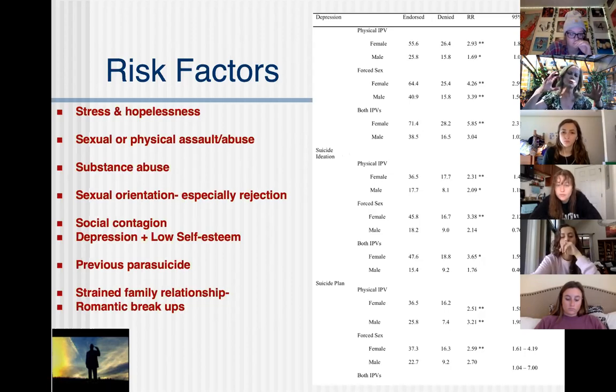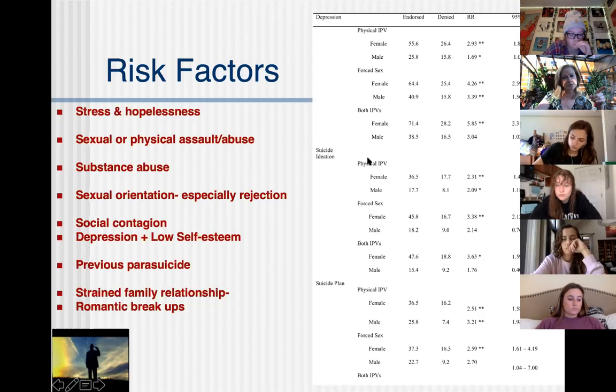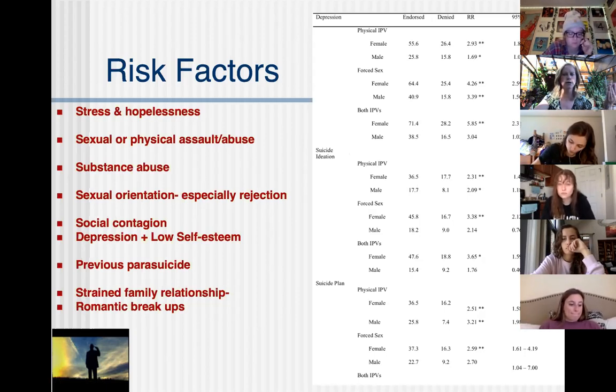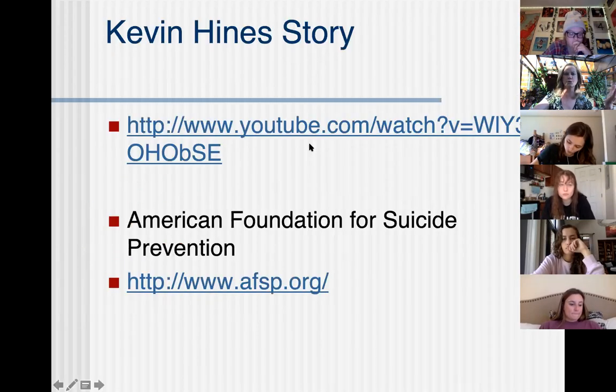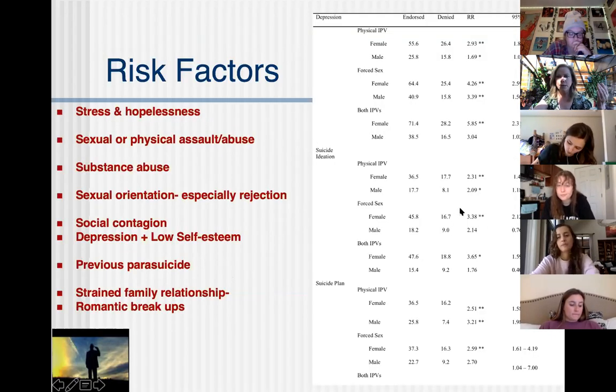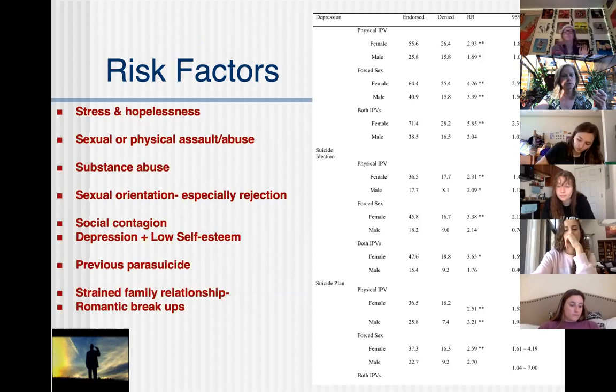What the number tells you is how many times higher the risk is. If these women, as an example, were a victim of physical interpersonal violence, their risk of suicidal ideation is 2.3 times higher. So more than twice as high if they'd been a victim of physical interpersonal violence. For these women, their risk of suicidal ideation is 3.4 times higher if they had been a victim of rape, but also higher risk for the males here too. If they'd been a victim of both, the risk for suicidal ideation is 3.6 times higher.